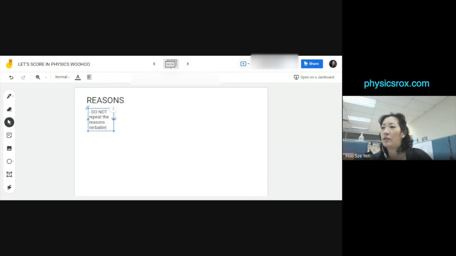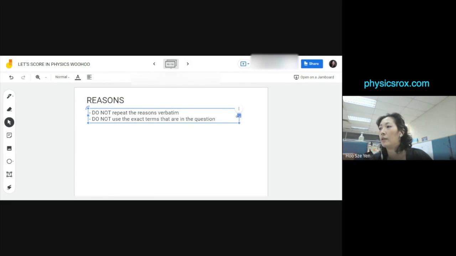That means you copy-paste, and you don't get marks for copy-pasting. Do not repeat the reasons verbatim, okay? Do not use the exact terms that are in the question. Some of you lost marks in the mid-year because of this. Like when the question says choose a more sensitive emitter, then you wrote to make it more sensitive, you also cannot get the mark. So don't use the exact terms that are in the question.